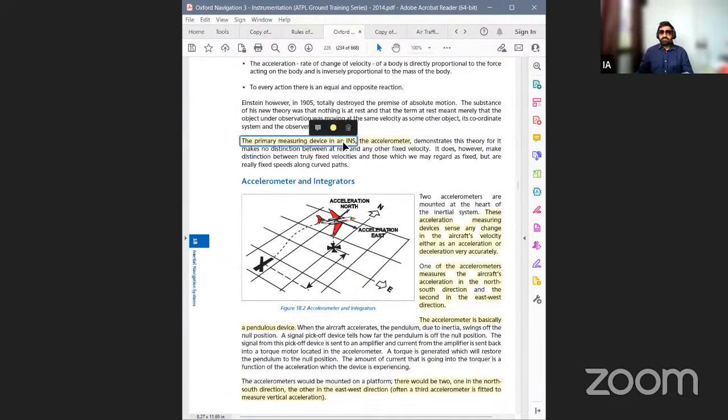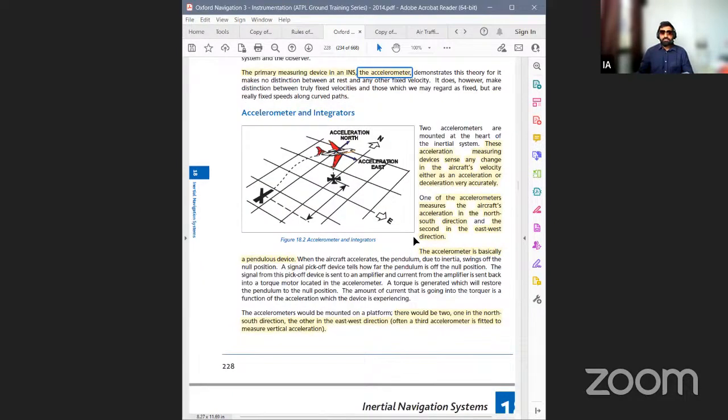The primary measuring device for INS is the accelerometer. Remember? Okay. And the accelerometer is basically a pendulous device. The acceleration measuring devices, the accelerometers, sense any change in the aircraft velocity, either as an acceleration or a deceleration, very accurately. Now, there will be two accelerometers, one in the north-south direction and one in the east-west direction. A third accelerometer can be used, which is fitted to measure vertical acceleration. Okay.